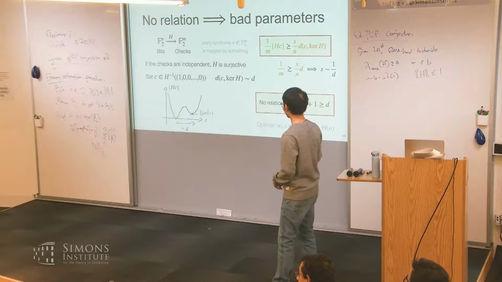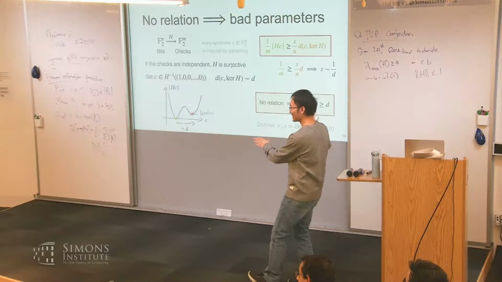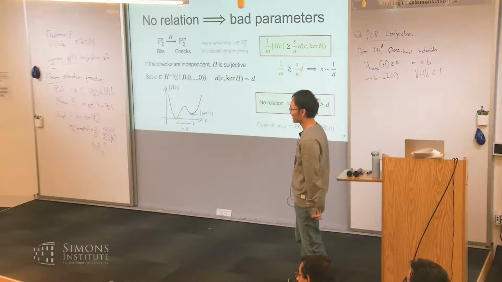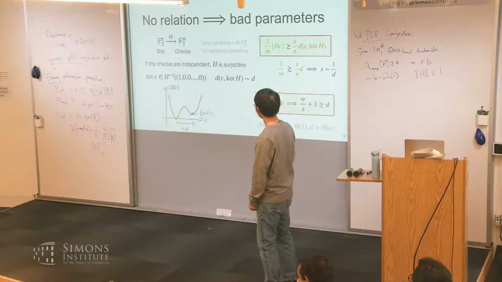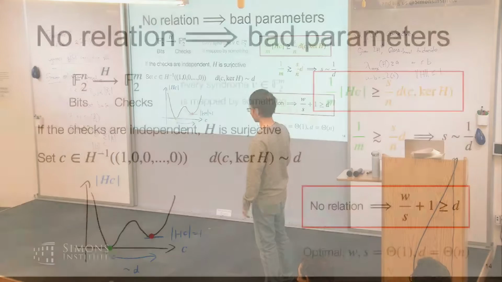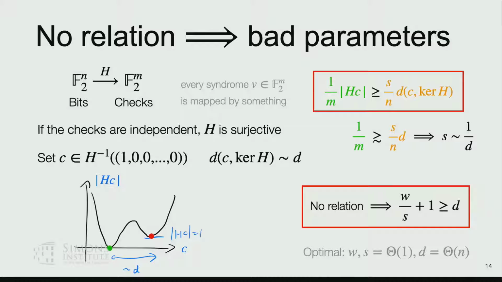But it uses some property of the LDPC code. And this is for a specific code? Or no, this is for all codes. So for any code with a relation, you have this. Okay, maybe I'm misunderstanding the no relation part then. Okay, I'll figure it out.